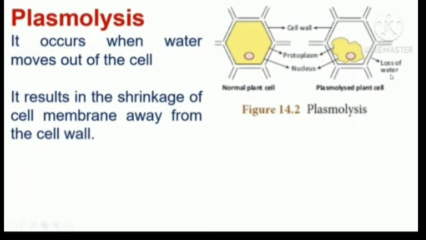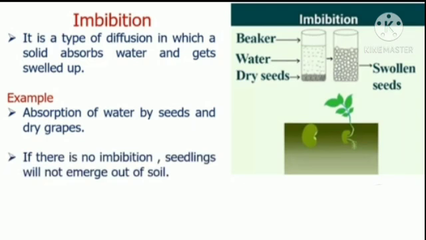Next is plasmolysis. It occurs when water moves out of the cell. When you see the diagram, in a normal plant cell, the water is moving out of the cell. So it results in the shrinkage of the cell membrane away from the cell wall. This happens in plasmolysis.